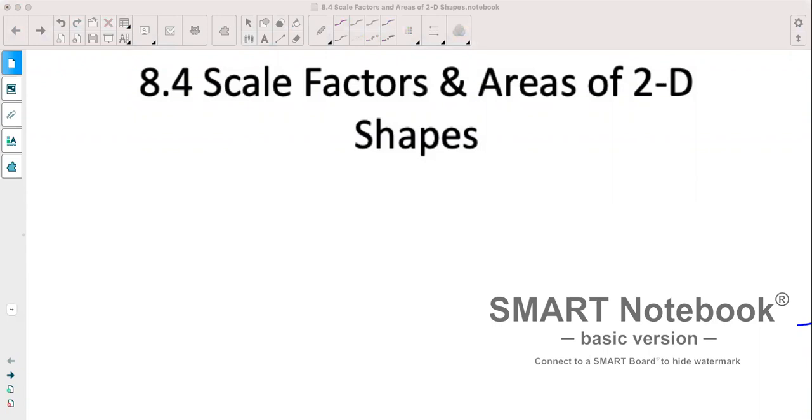Hi, today we are looking at section 8.4, which deals with scale factors and areas of 2D shapes. So the first thing we will do is review the formulas for various two-dimensional shapes, and then we will start utilizing our scale factors.